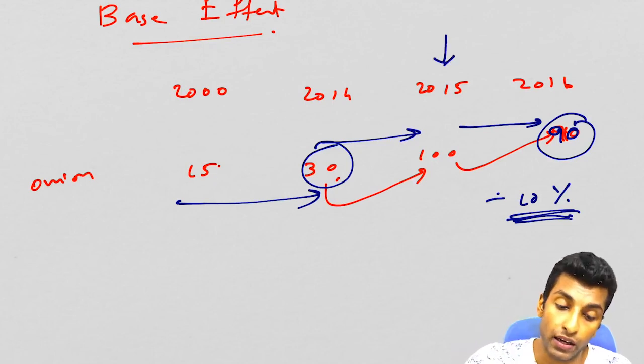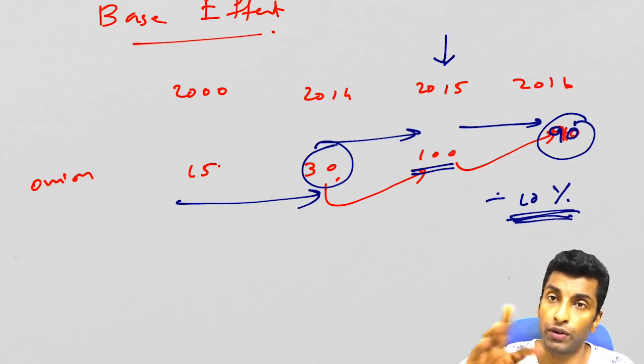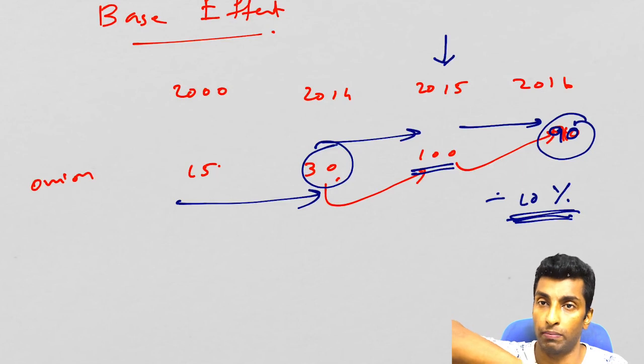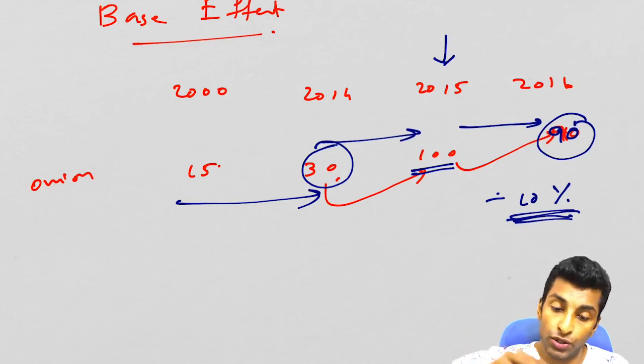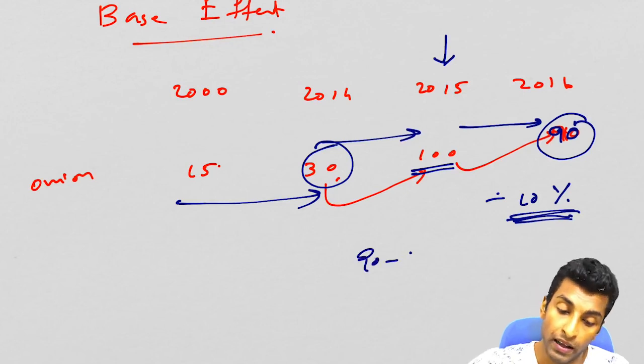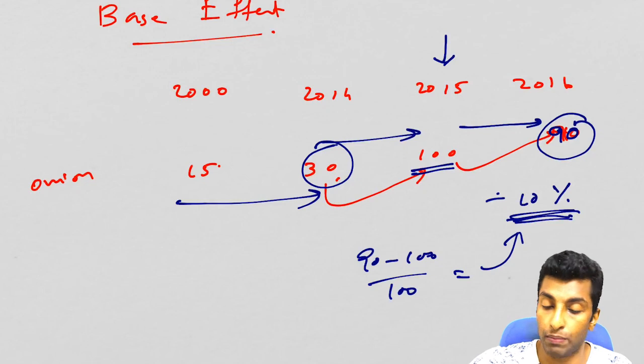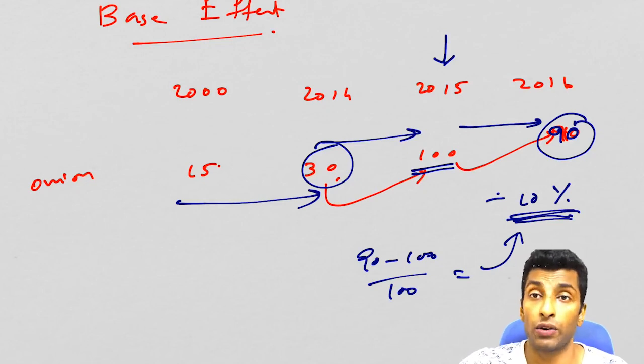Why? It is because of the base. This base value was so high. I've told you inflation is calculated on the basis of the previous year. Base value you will be taking, right? So 90 minus 100 divided by 100, previous value, you will get minus 10%. Why? Because the base value is so high. This is what you call base effect.